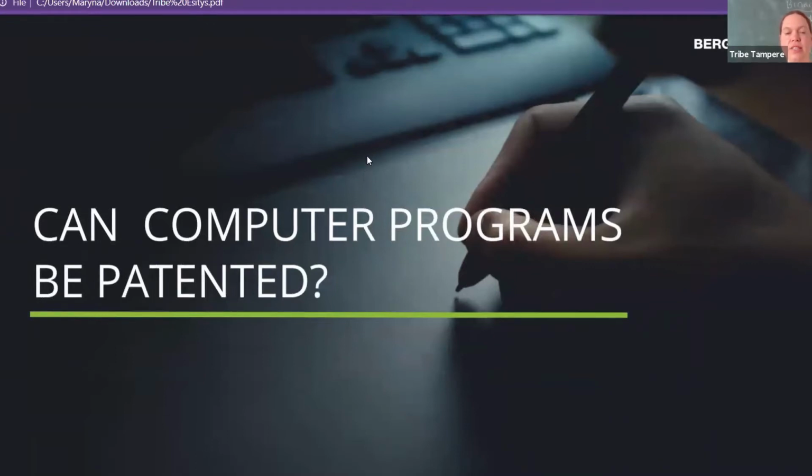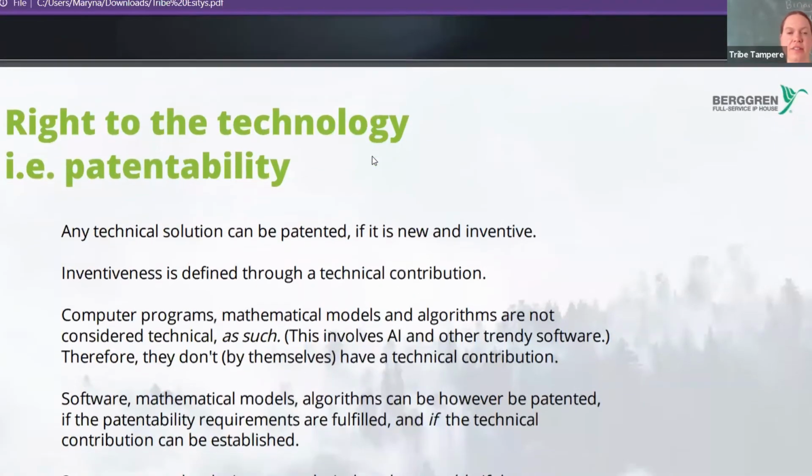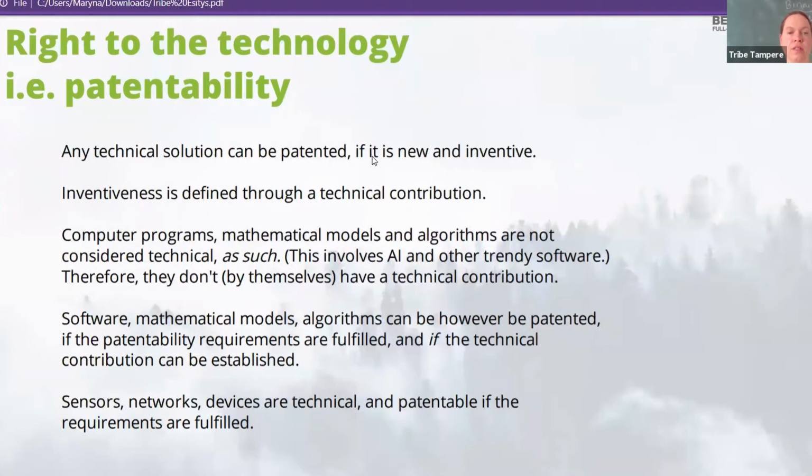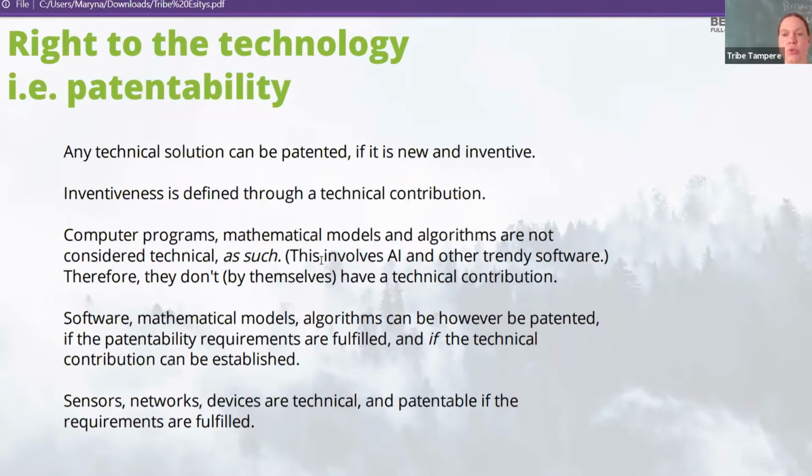Then next I talk about whether computer programs can be patented. Basically it was said that any technical solution can be patented if it's new and inventive. And inventiveness is defined through a technical contribution. Computer programs, mathematical models, and algorithms are not considered technical as such. This also concerns artificial intelligence. And so therefore they don't have a technical contribution.